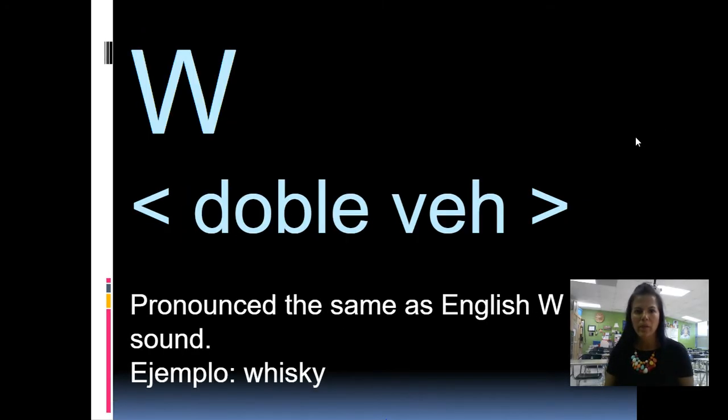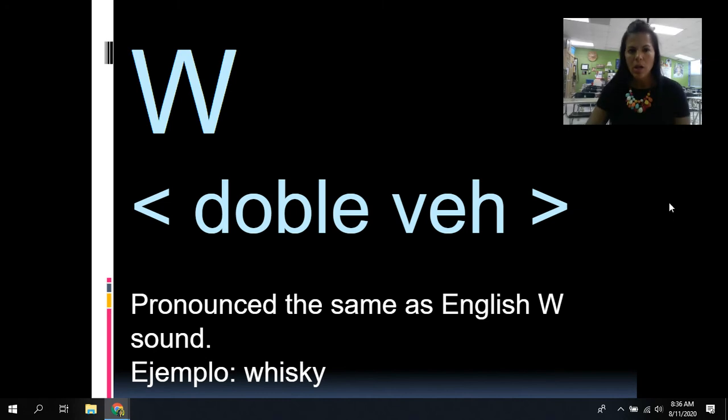I went too far. All right, the W in Spanish. There's actually a few different ways to say W in Spanish. You can say doble ve, which actually means double V, like two V's. You can say doble u, which is to use, boop, boop. And I think that's only two ways, so I feel like I'm forgetting one. Anyway, it's pronounced the same as the English W, and so whiskey is whiskey.